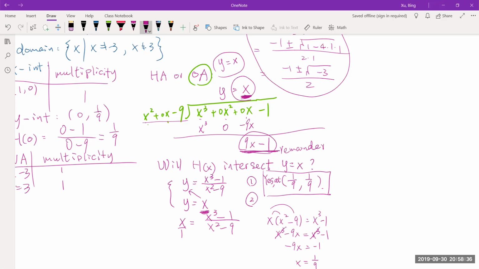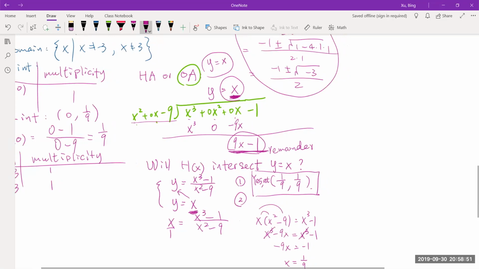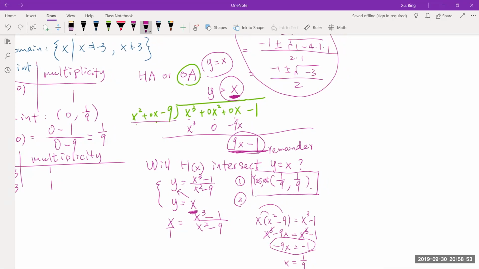So will your graph intersect y equals x? I'm confused. I don't know. Maybe I'm just not seeing it right. What I was thinking was x is negative 1 over 9. Is it? Let me see. No. So you understand this part? Negative 9x equals negative 1. Divide negative 9 on both sides, right? So negative 1 over negative 9 is positive 1 over 9.